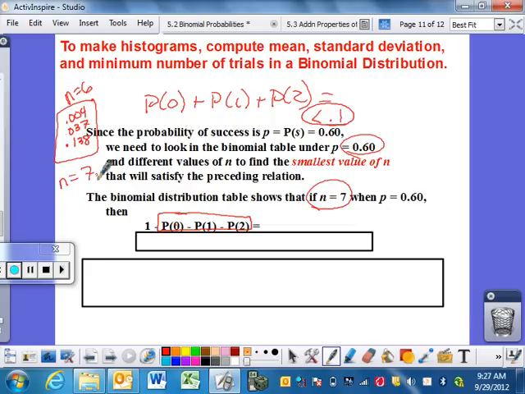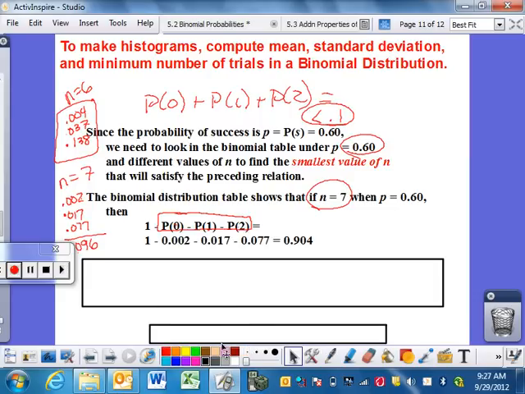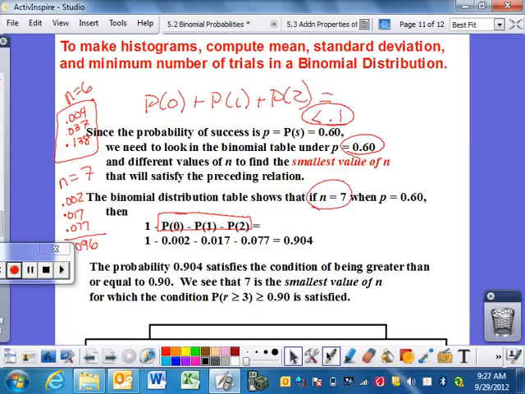At n equals 7, you have 0.002, 0.017, and 0.077. If you add those up, it is less than 0.1, because what is that? 14, 6, carry the 1, 9. So it's like 0.096. That's less than 0.1. So when I go 1 minus all 3 of these, I am still above my 90%. That would be the lowest number n, which is how they phrase it, or my best answer.